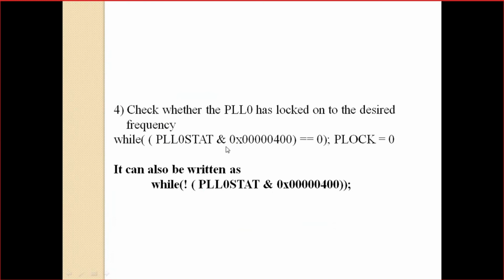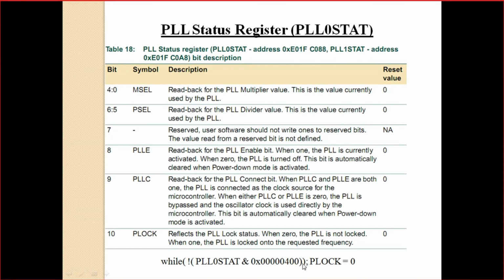And you are checking whether that result is equal to 0. If it is 0, this condition is true, and you will be waiting here itself. When it becomes 1, you will come out of this loop. This can also be written with the help of an exclamation mark. So when the PLOC bit is 1, you will come out of this loop, and you can identify that your PLL has locked onto my desired frequency.